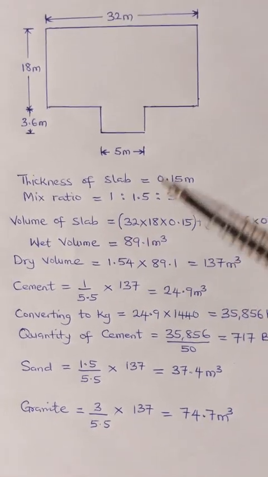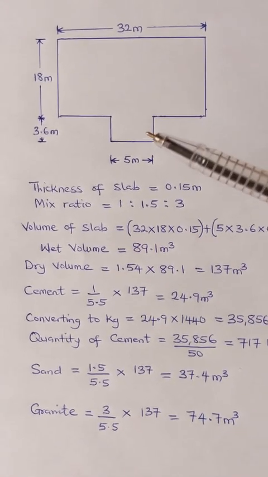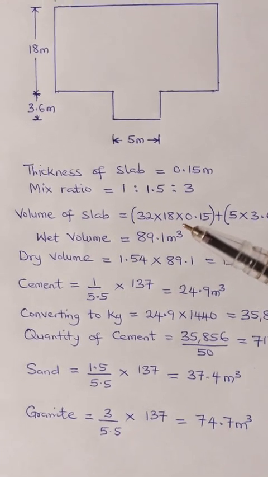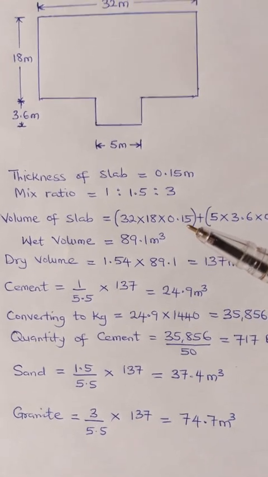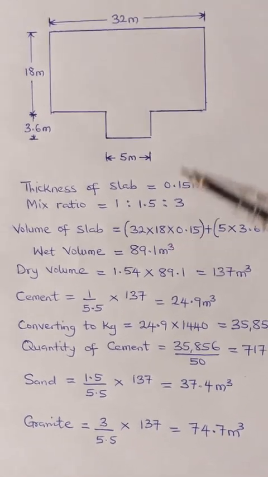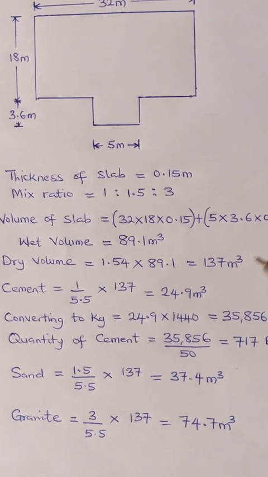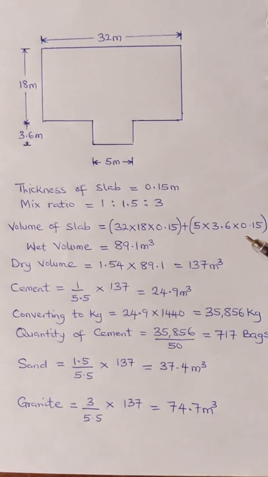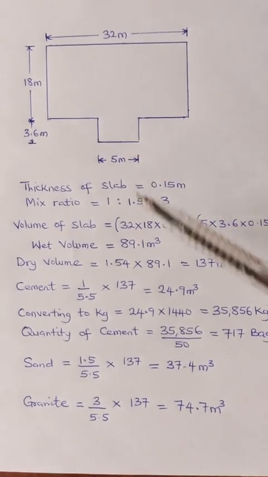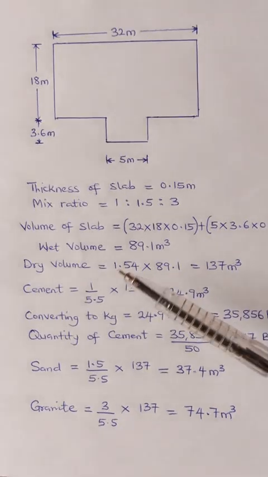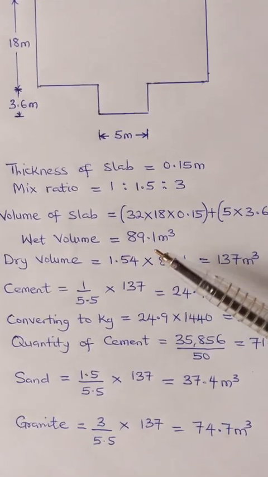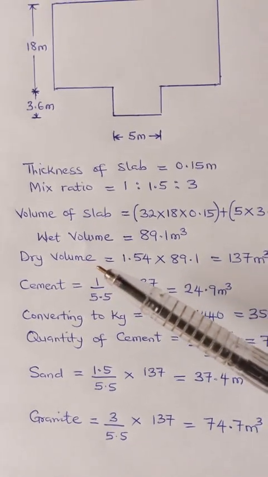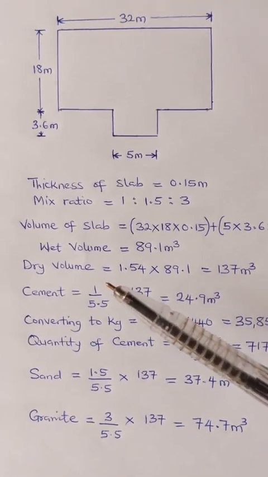So the volume of slab: we have this bigger section and this smaller section, so we add them together. We have 32 times 18 times 0.15, which gives us the volume for this bigger section. Then we have 5 times 3.6 times 0.15 for this smaller part. When we work that out, we have a total of 89.1 cubic meter. That is the wet volume.